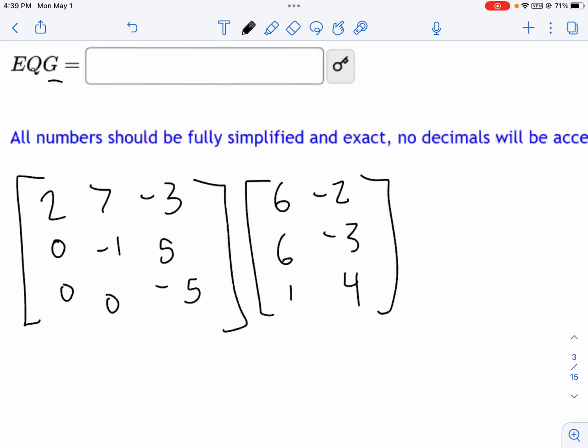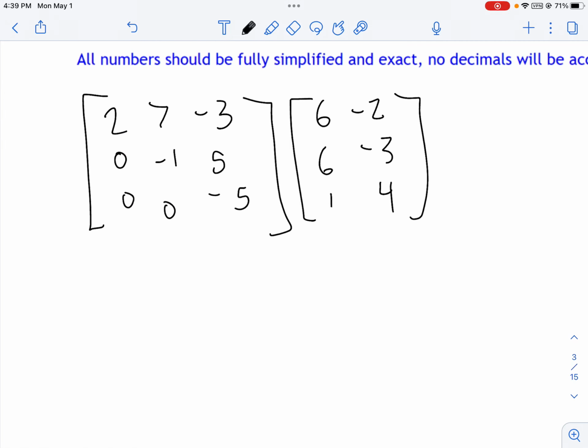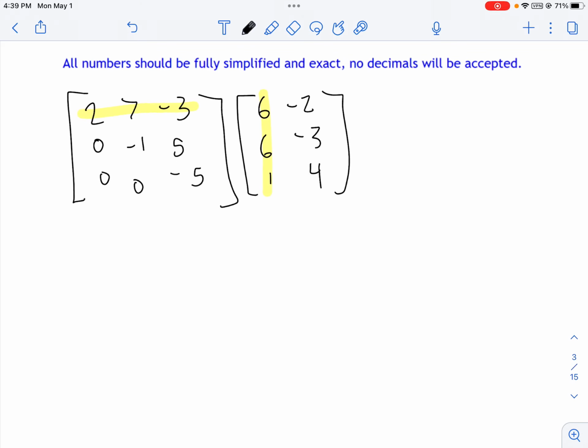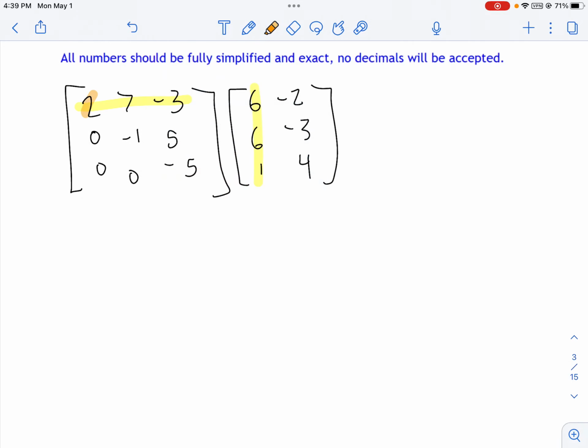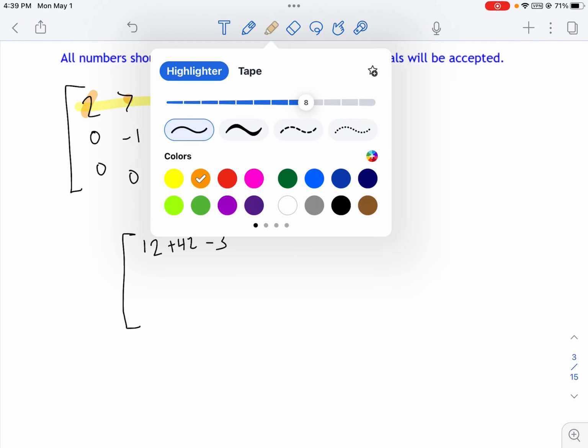When you multiply matrices together, it's always row by column, and you match the entries to the entries. So 2 times 6 is 12, which is part of the first entry in the new matrix. Plus 7 times 6, 42, plus negative 3 times 1, negative 3. All of those together create the first entry. Then you keep running that through as you go.